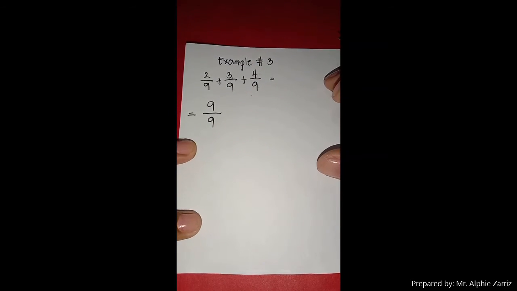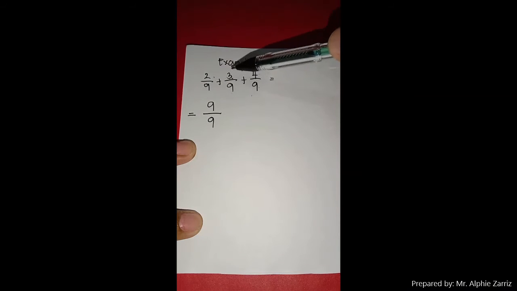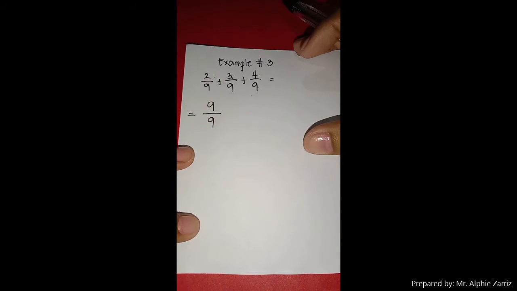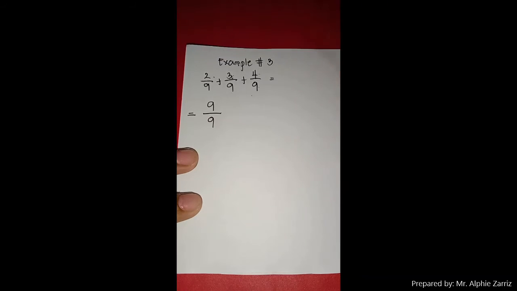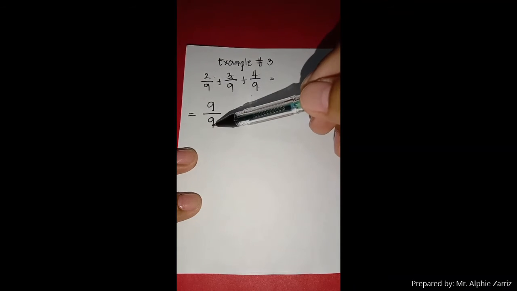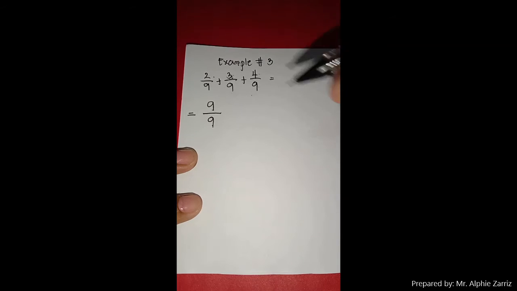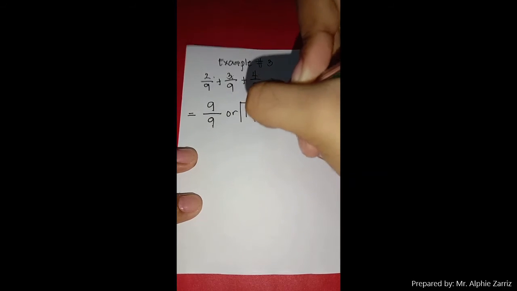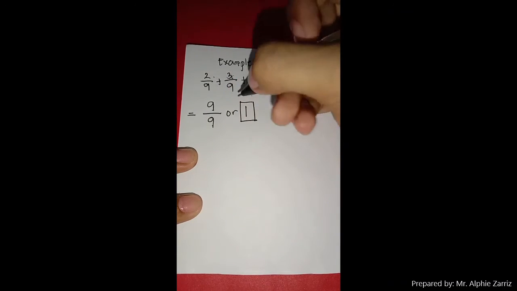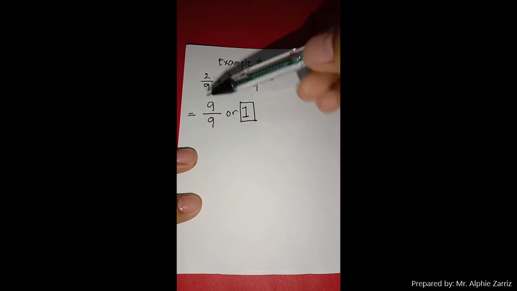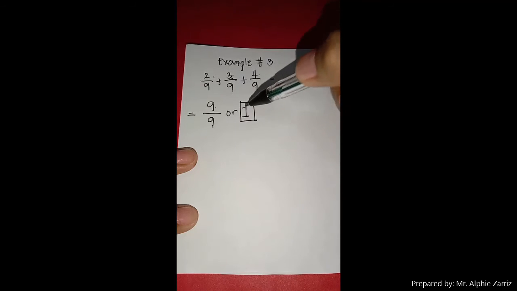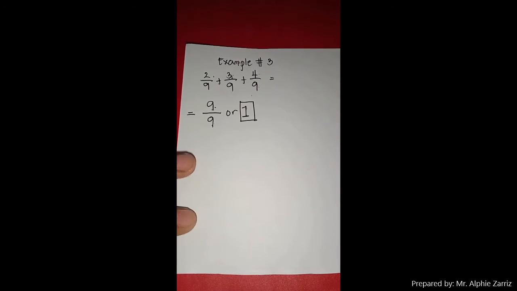Yan. So, ulitin ko. 2 plus 3, we have 5. 5 plus 4, we have 9. So, the answer is 9 over 9. So, take note of this concept na kapag ang ating numerator and denominator is magkapareho, therefore, automatic, isa siyang whole number 1. So, basta magkapareho yung ating numerator and denominator, automatic, whole number 1. So, this is our final answer.